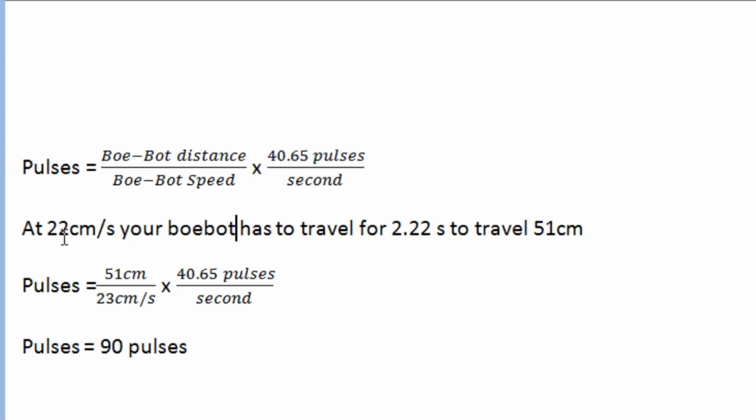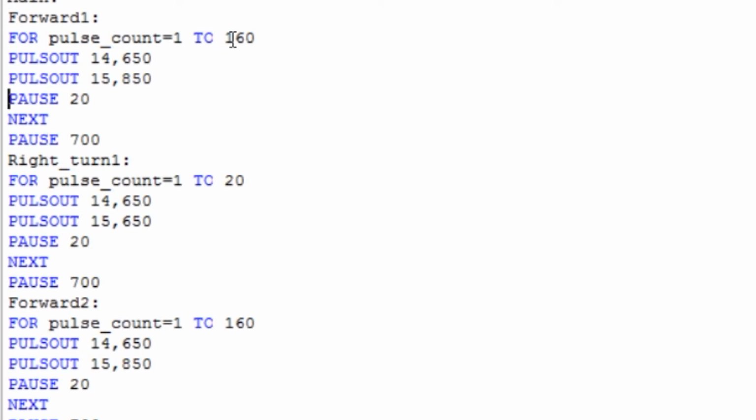For example, when the robot moves at a speed of 22 cm per second and has to travel a distance of 51 cm at the speed of 2.22 seconds, the pulses can be calculated as follows. 51 cm divided by 23 cm per second, multiplied by 40.65 pulses per second, gives 90 pulses. So these 90 pulses will be used as the for loop end value.